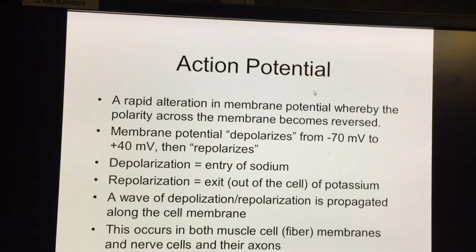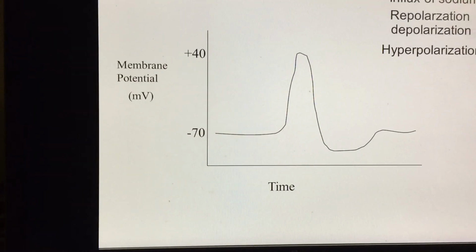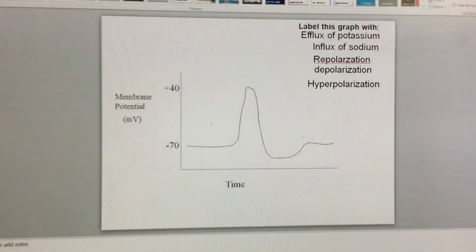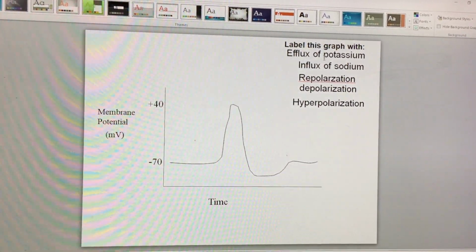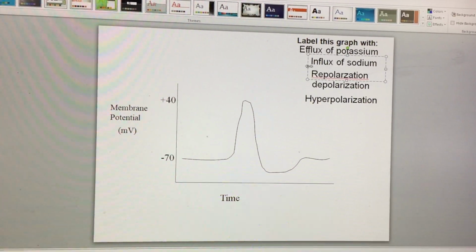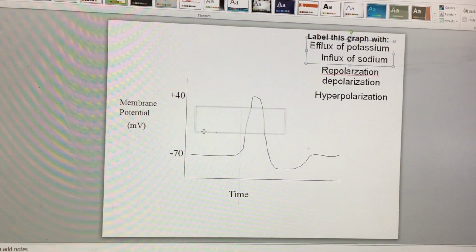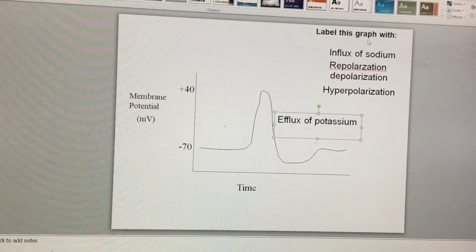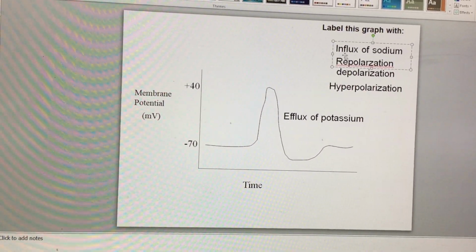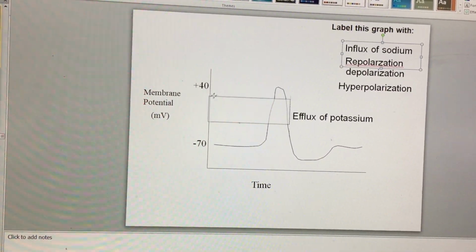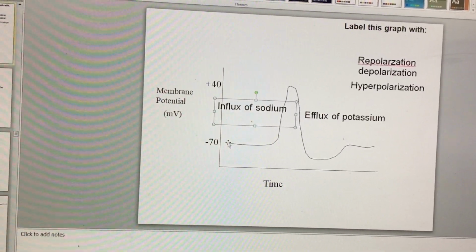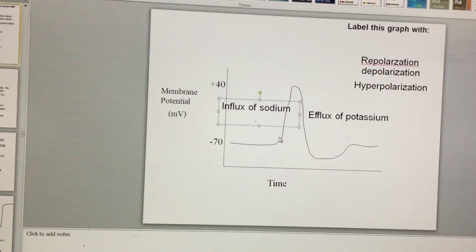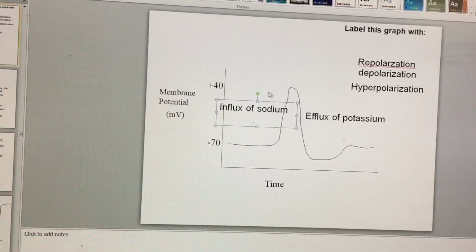So what I'm going to do here with this exercise is click this box and move it over here. So you get influx of sodium. Sorry, that's the wrong box. I'm going to click on this one here. You get influx of sodium during this portion. So you have this positive charge coming into the muscle fiber, and so the membrane becomes more positively charged.